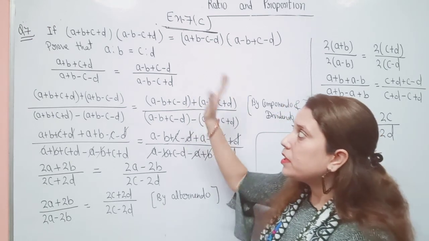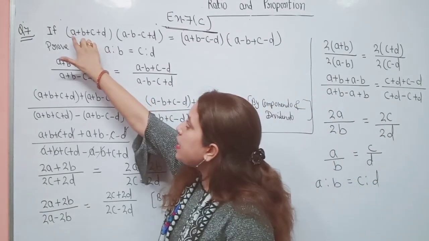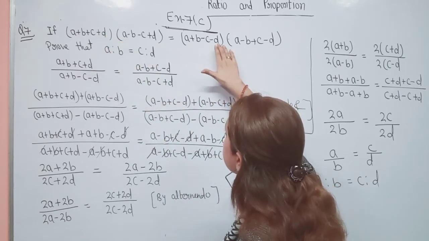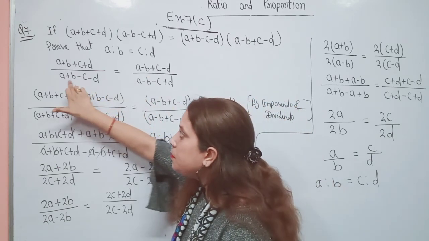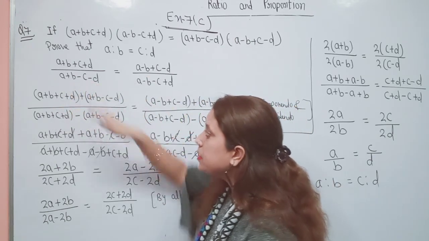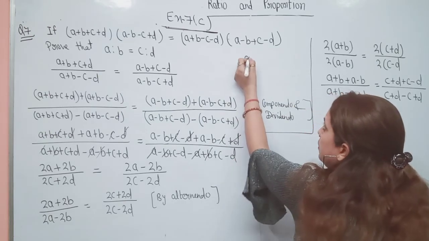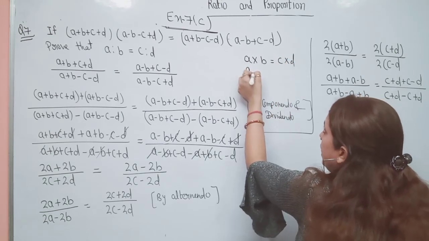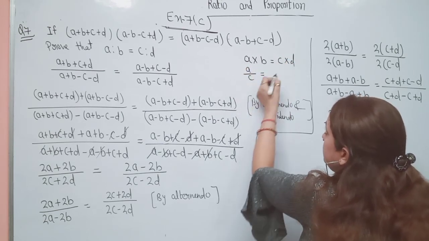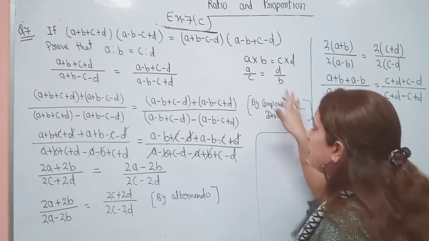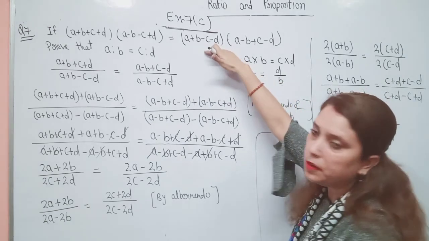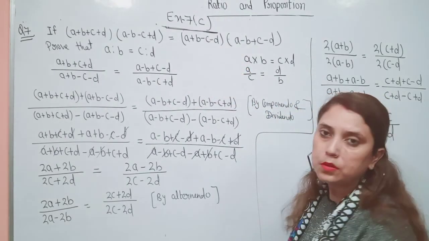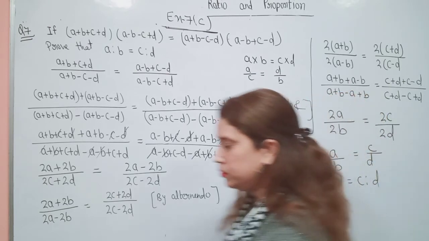So first we write down the given part. We can write a plus b plus c plus d in the numerator and a plus b minus c minus d in the denominator, because it is an into. If suppose we are having a into b is equal to c into d, so we can write a by c is equal to d by b. When we do the cross multiplication, again it will come a into b is equal to c into d. Okay, so we write down.